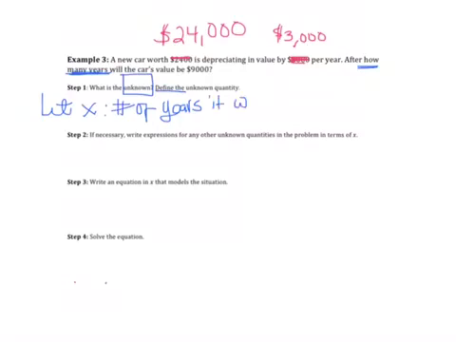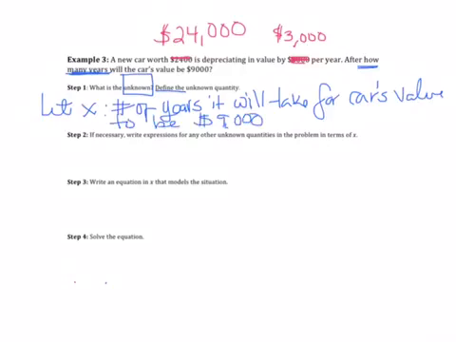Let x be the number of years it will take for the car's value to be $9,000. Okay, that doesn't, let me erase that. Okay, so that's $9,000. So check. That's already 2 points or a point on your quiz.